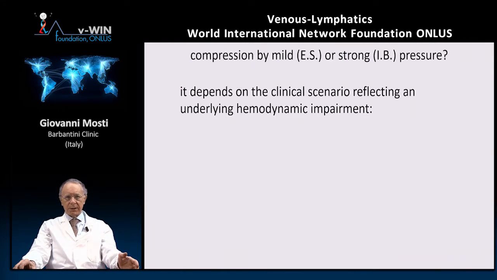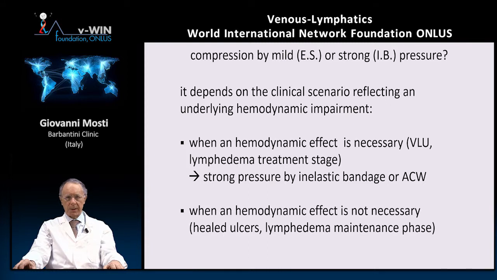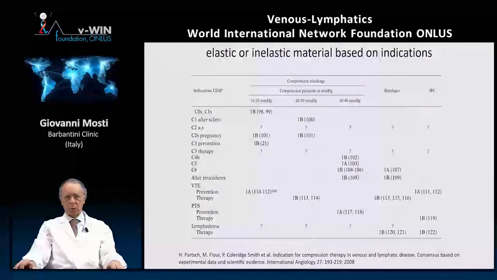And so, what kind of material will we use? Mild pressure exerted by elastic stockings, or strong pressure exerted by inelastic bandages or adjustable compression wraps? This depends on the clinical scenario, reflecting an underlying hemodynamic impairment. When we need a hemodynamic effect, like for instance in venous leg ulcer and lymphedema treatment stage, we will need a strong pressure exerted by inelastic bandages or adjustable compression wraps. But when a hemodynamic effect is not necessary, like in case of healed ulcers or lymphedema maintenance phase, in this case a mild pressure by elastic stockings or elastic bandages will be enough.